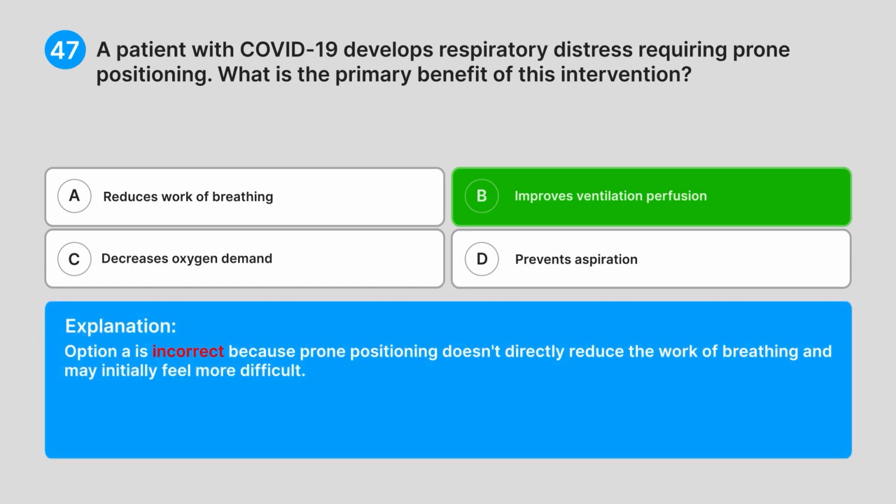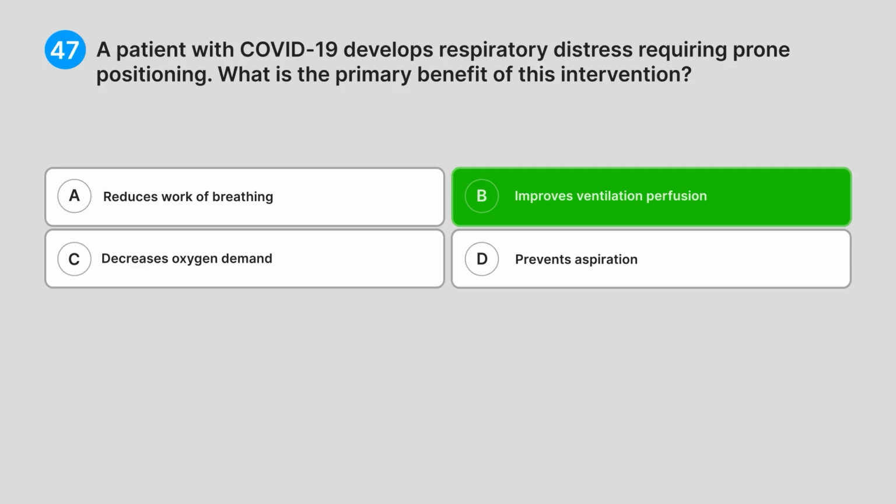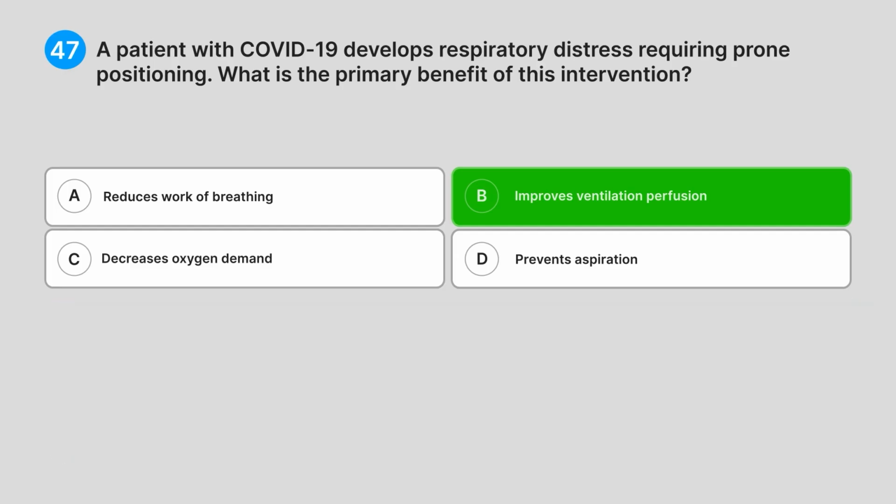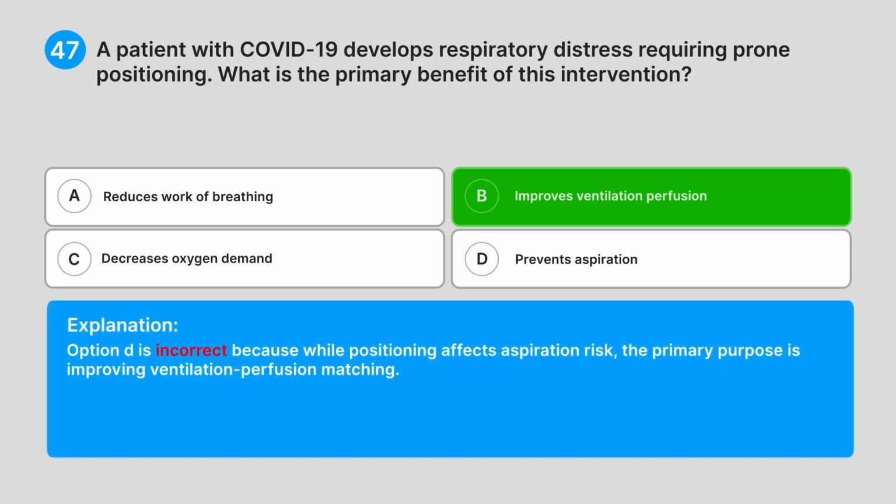Option A is incorrect because prone positioning doesn't directly reduce the work of breathing and may initially feel more difficult. Option C is incorrect because prone positioning doesn't decrease the body's oxygen demand, but rather improves oxygen delivery efficiency. Option D is incorrect because while positioning affects aspiration risk, the primary purpose is improving ventilation perfusion matching.